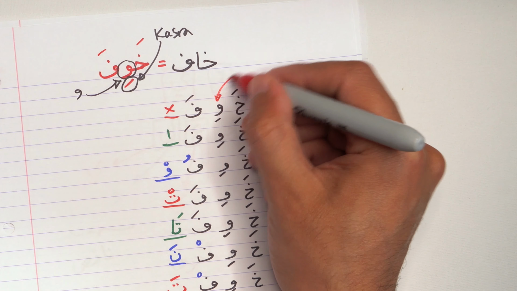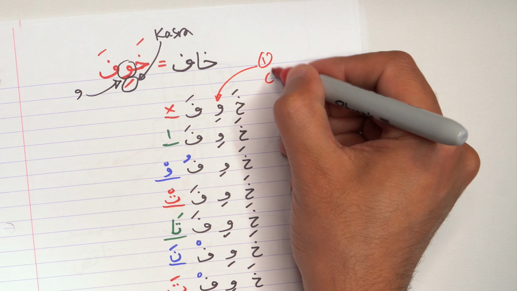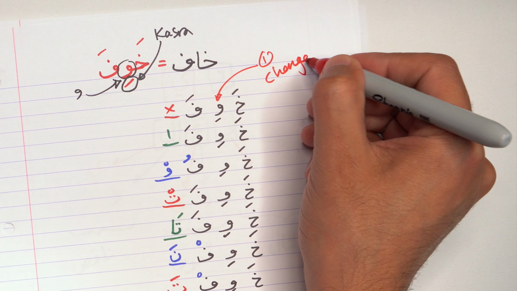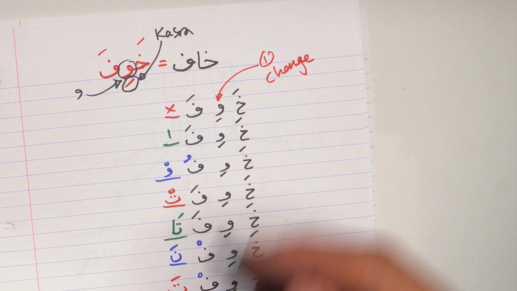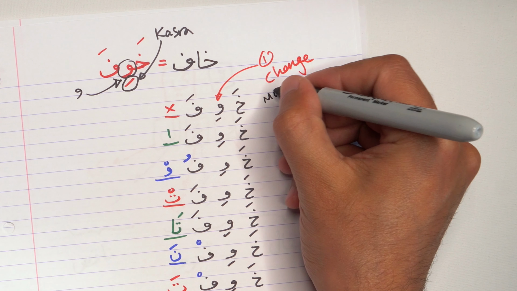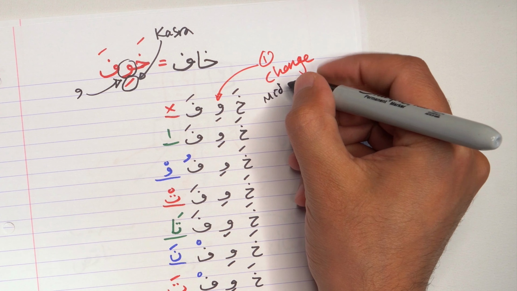So the rule is that this change has to occur. Right? And what is that change? The change is that the middle waw has to be changed into an alif. Okay? So all of these now, we have to change them to alif.